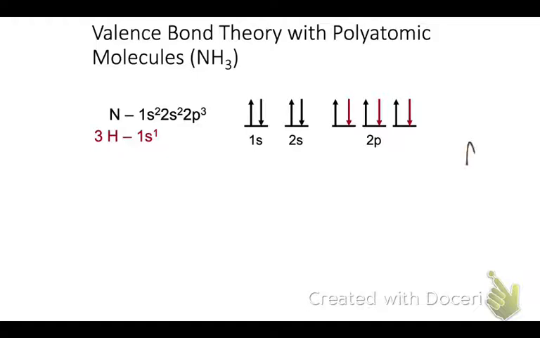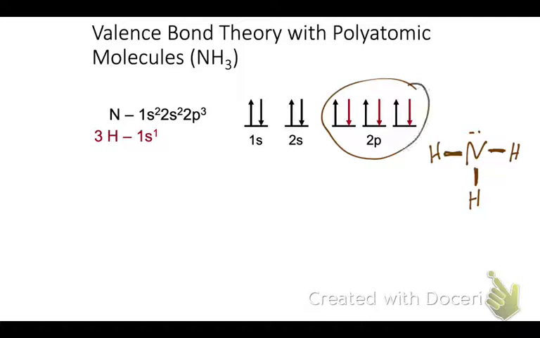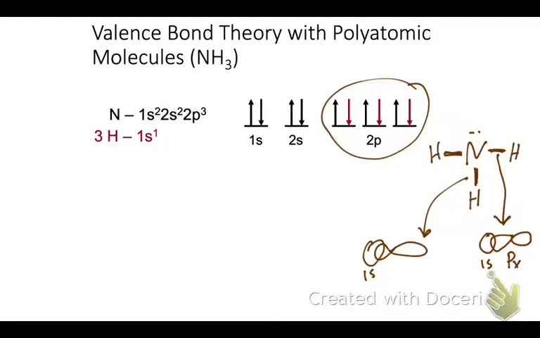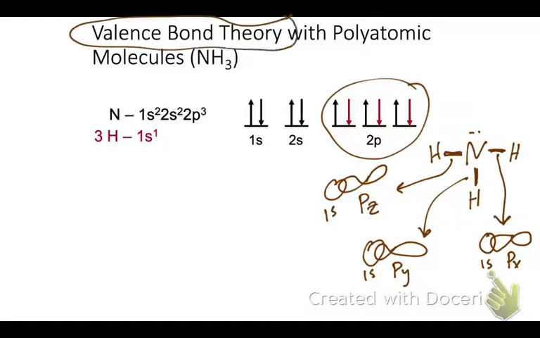Remember, this here is ammonia. This is the Lewis structure of ammonia. I have 3 covalent bonds. And this model is trying to explain that this covalent bond is made of 1s with px. This here is made of 1s from another hydrogen with py. And this one here is made of 1s from another hydrogen with pz. That is how the bonds are being explained based on the valence bond theory.